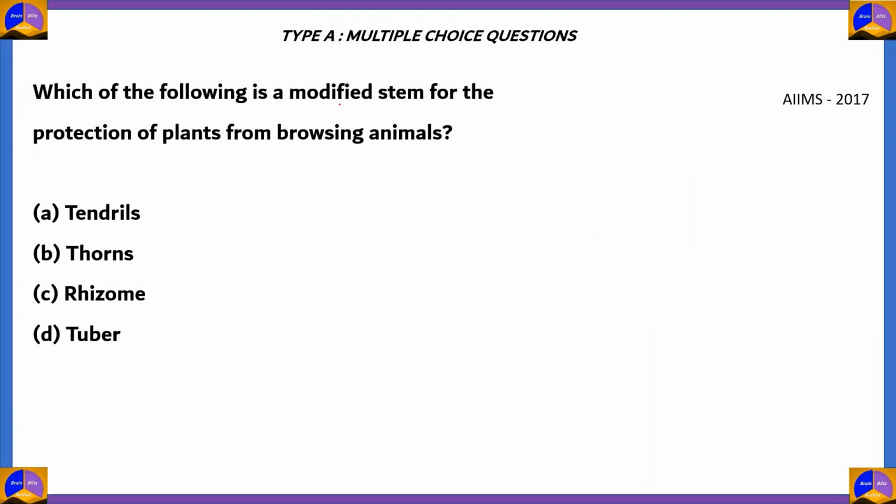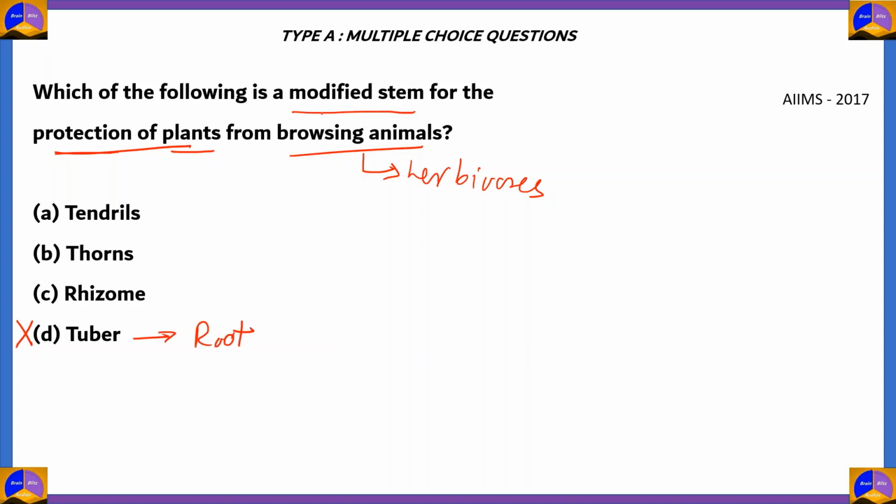Next question. Which of the following is a modified stem for the protection, I repeat, protection of plants from browsing animals? So browsing animals refer to herbivores, and modified stem, which is used for protection of plants. So it has to be something that's sharp. Let's look at each of our options though. Option D, tuber. This is incorrect. For one thing, it is not used for protection, and 2, this is a modification of a root, while we are asked to find the modification of a stem.